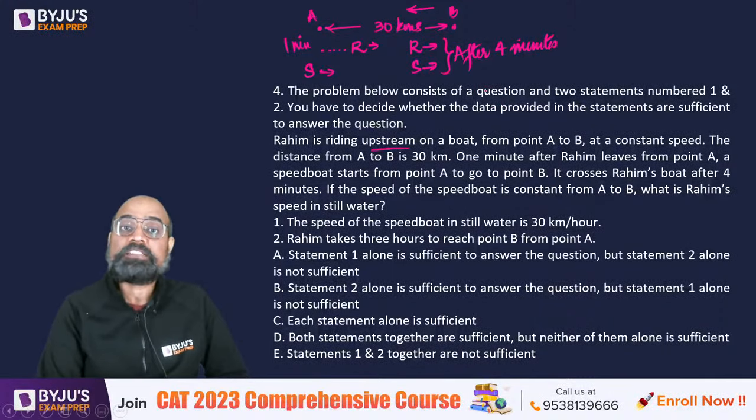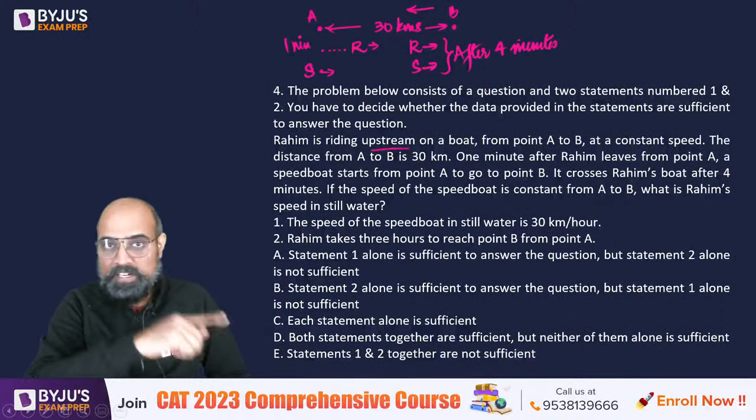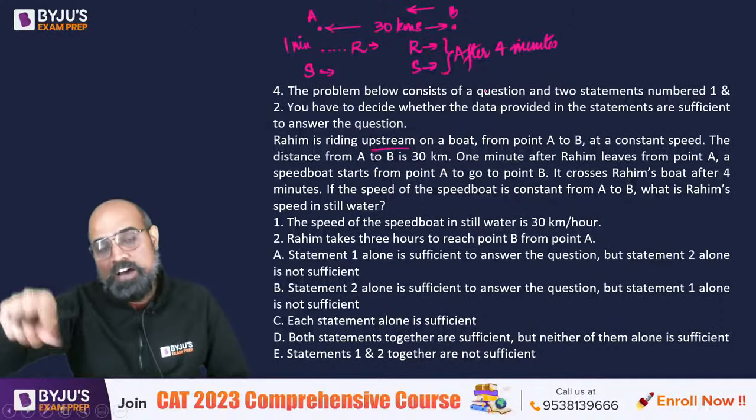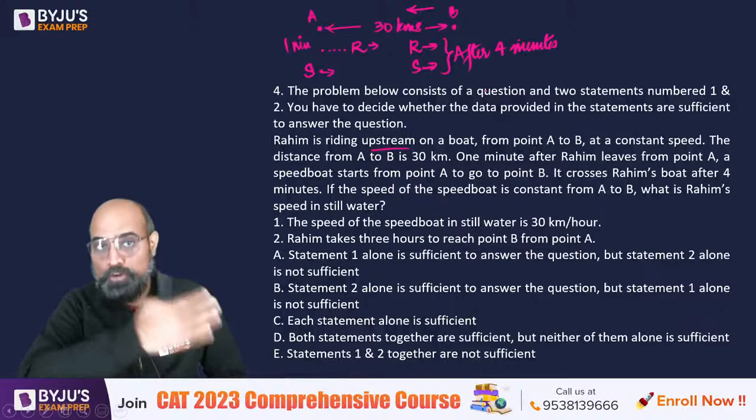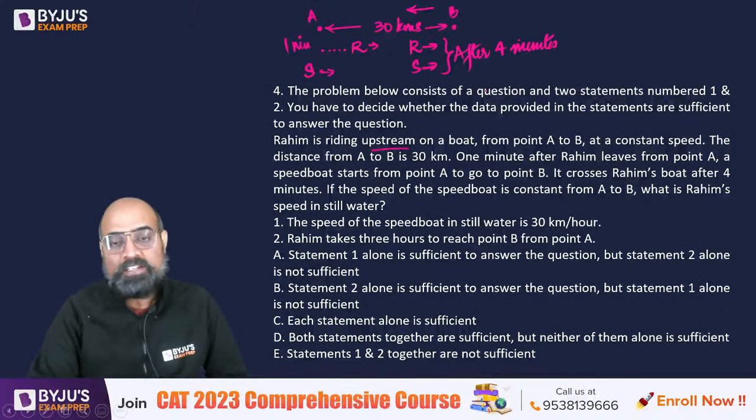After 4 minutes means initially after 1 minute the speedboat started, and then it says after 4 minutes. It doesn't say 4 minutes from the beginning. So that means from the beginning, it's 5 minutes, right? Okay. If the speed of the speedboat is constant from A to B, what is Rahim's speed in still water?